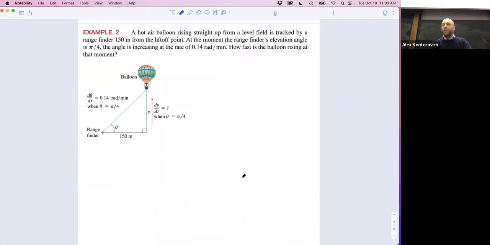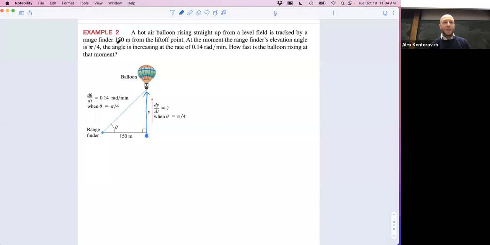All right. You want to read this one first? You want to try it on your own? Can you read that, I hope? A hot air balloon rising straight up from a level field is tracked by a rangefinder. You know what a rangefinder is? It's a little thing that tells you how far away you are. So the balloon starts out here and it rises straight up from a level field. Okay, the field is flat, fine.